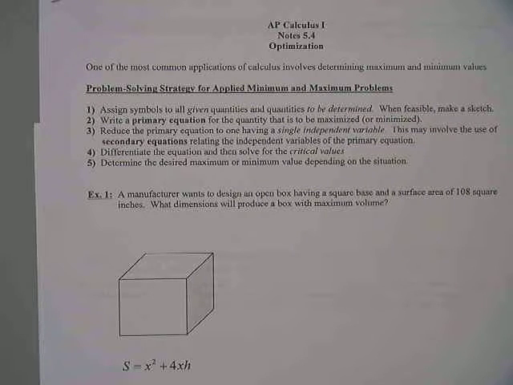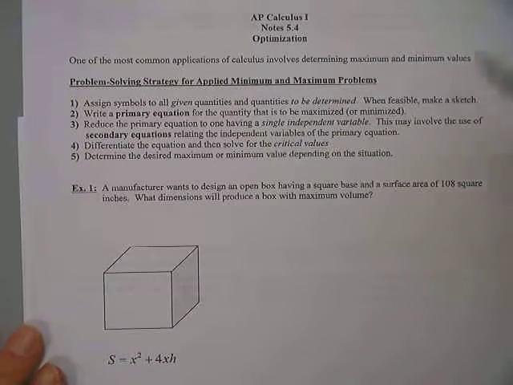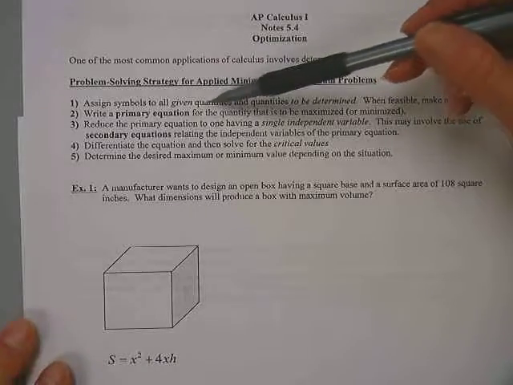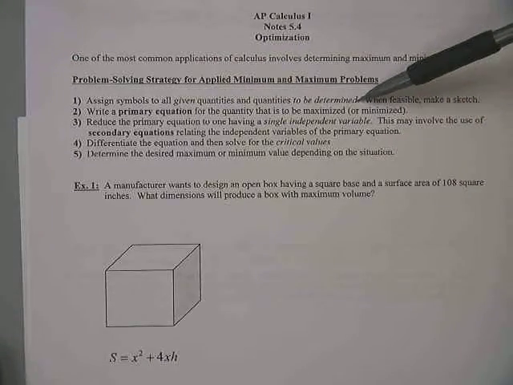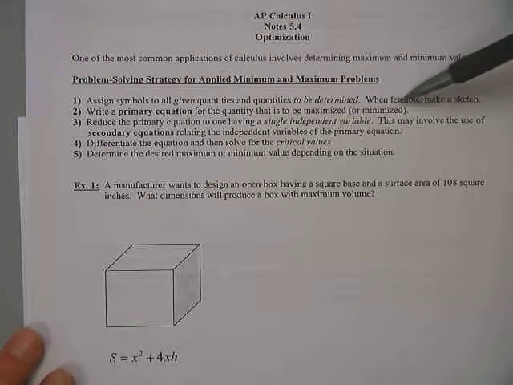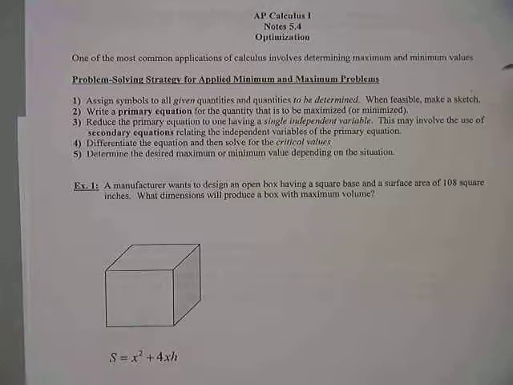Okay, problem-solving strategies for applied minimum and maximum problems. Pretty much, if you follow these 5 rules, it makes it a little bit easier. Assign symbols to given quantities and quantities to be determined. This is pretty important, especially on the AP, that you define everything, okay? When feasible, make a sketch. I always find that a picture helps.